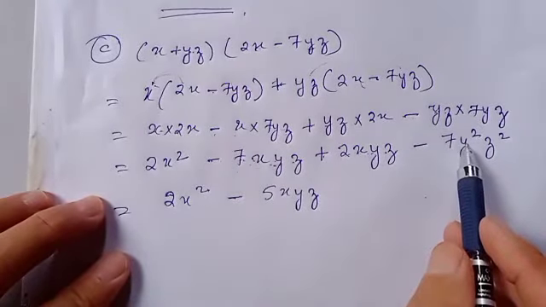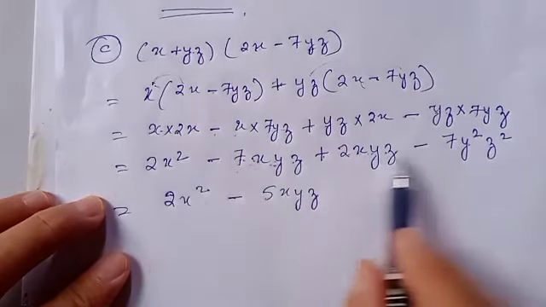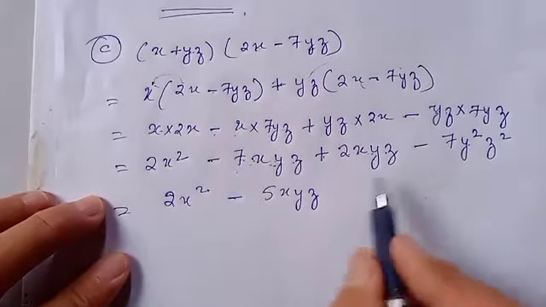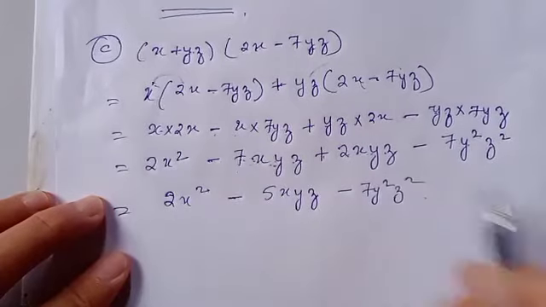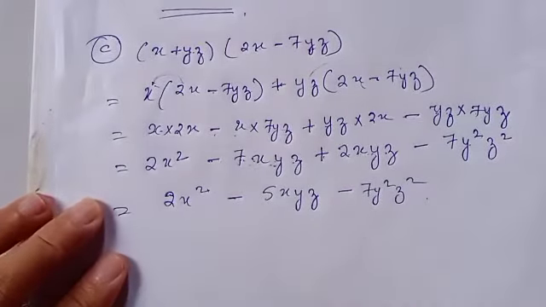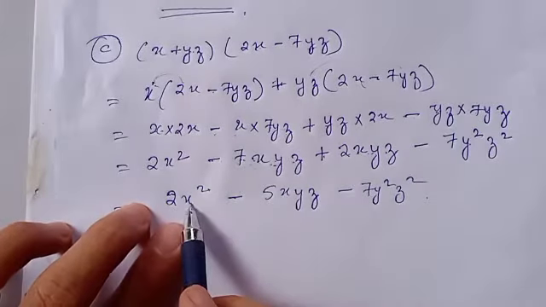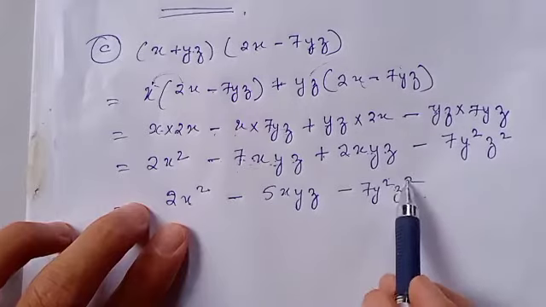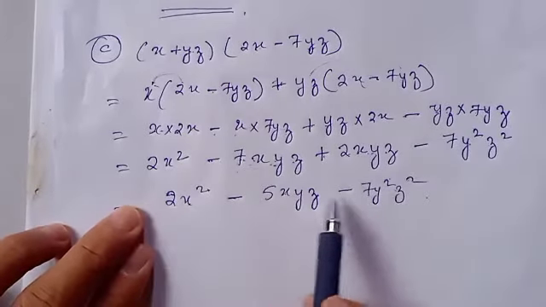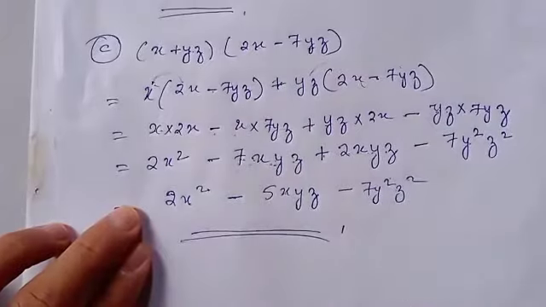Okay, now y squared, z squared, it has only one term, right? It has no like term, so this will be 7y squared z squared, same as it is. Okay, now, any like term here? First one is x squared term, second one is xyz, third one is y squared z squared. It has no like term, right? So we cannot add, we cannot subtract, this will be the answer, okay?